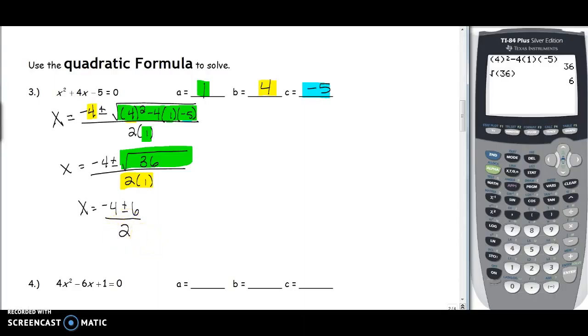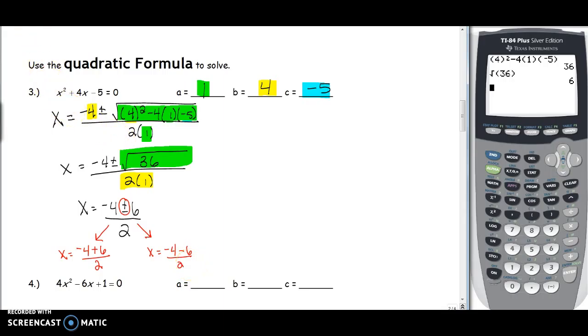Okay, here's where the tricky part goes. We now have to somehow use this plus or minus. Remember in the very beginning, I talked to you about how to solve a problem with the x squared. We now have two answers. So we're going to take this and write two different equations. You're going to say x equals -4 plus 6, so we're using the top piece, divided by 2. And we're going to say x equals -4 minus 6 divided by 2.